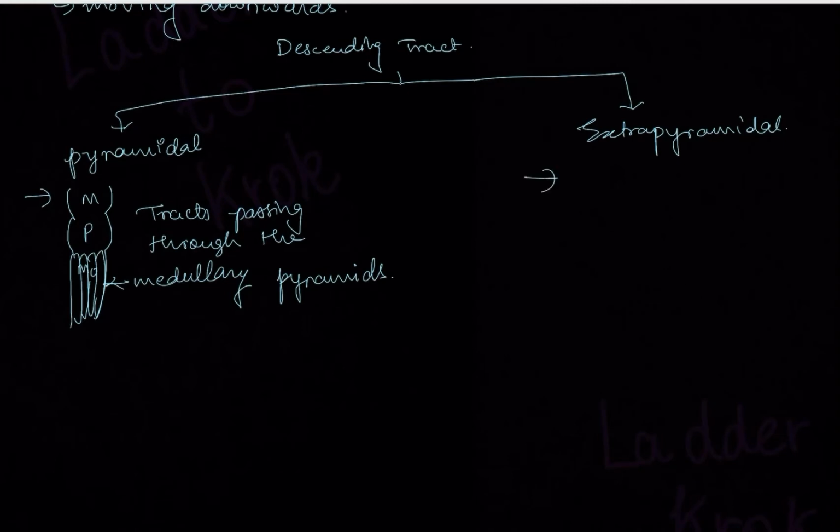Now the extrapyramidal tracts are the tracts passing through the basal ganglia. Now what is the basal ganglia? You can term it as basal nuclei also. It consists of some nuclei, and it is located below the cortex. So what will the nuclei be called? Subcortical nuclei. There are several types of nuclei.